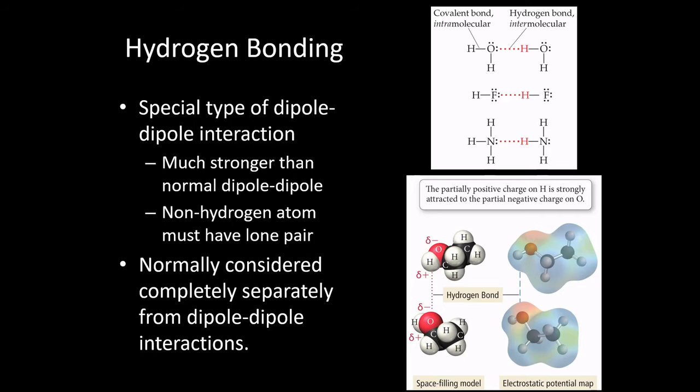This type of interaction only takes place when you have a hydrogen bonded directly to an oxygen, a fluorine, or a nitrogen. It's not enough that you have hydrogen and one of those three in the same molecule. The hydrogen must be directly bonded to one of those three things.